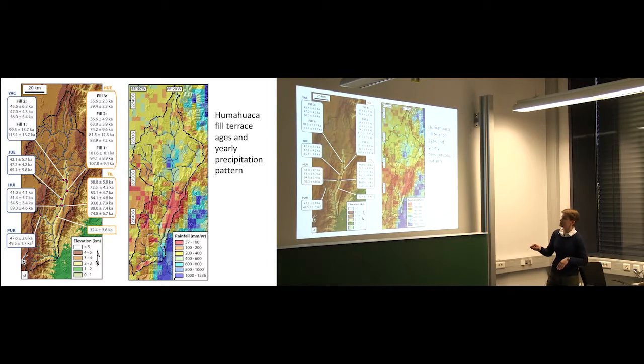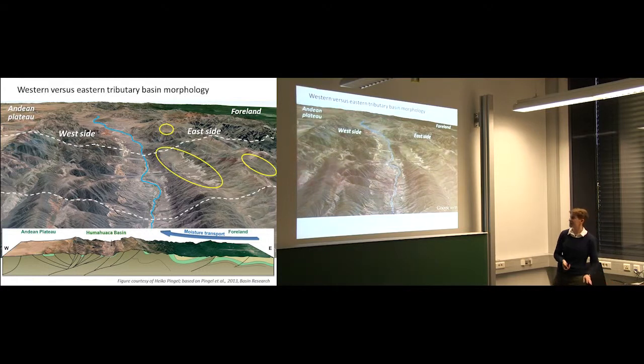And on the right, you can see a map of yearly precipitation. Okay, so if you look at this map, you might say that the western side of the basin is a little bit wetter than the eastern side, but that difference is not so dramatic, right? And what I think is more remarkable is actually the difference in morphology on either side of the basin.